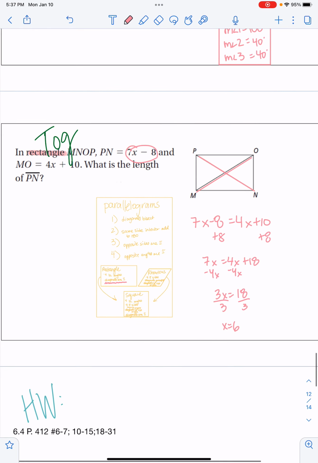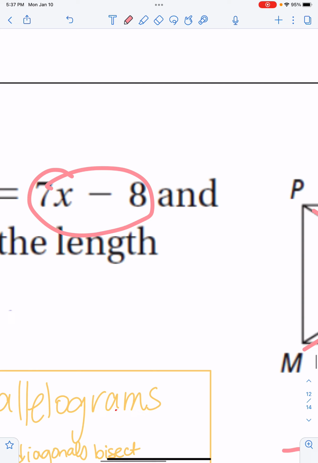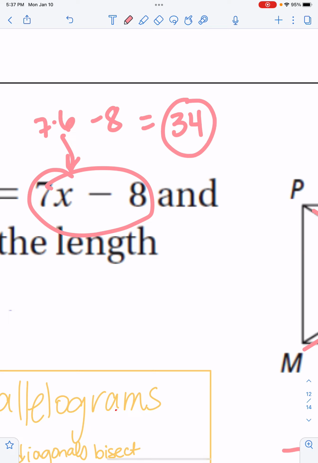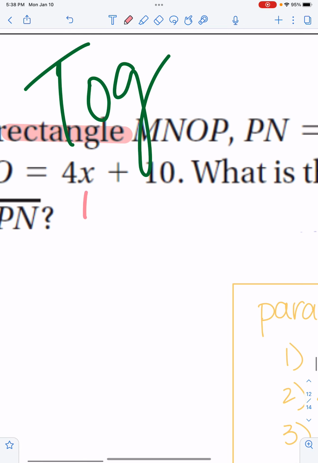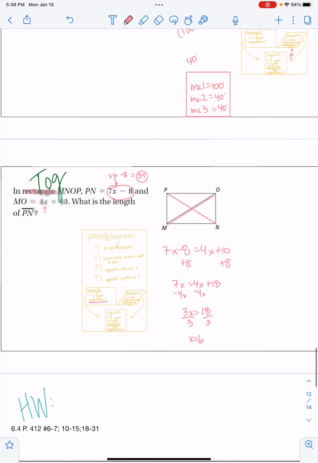They wanted to know what PN was, so plug 6 in here. 7 times 6 is 42, minus 8. Oh, testing my mental math. 34. And if you wanted, you could check to make sure it worked for this one. That would be 6 times 4, 24, plus 10, 34. So they are congruent.